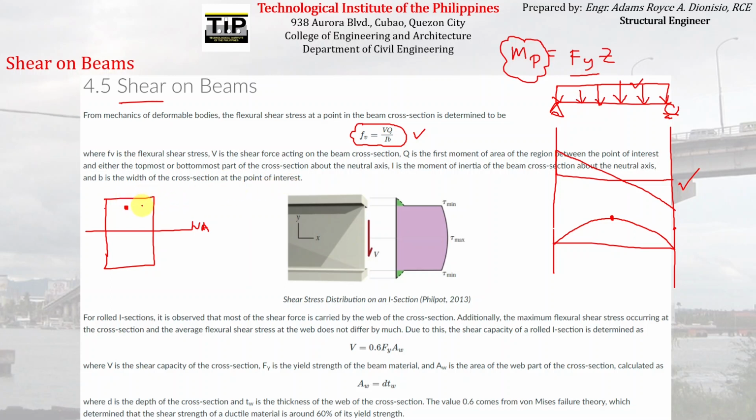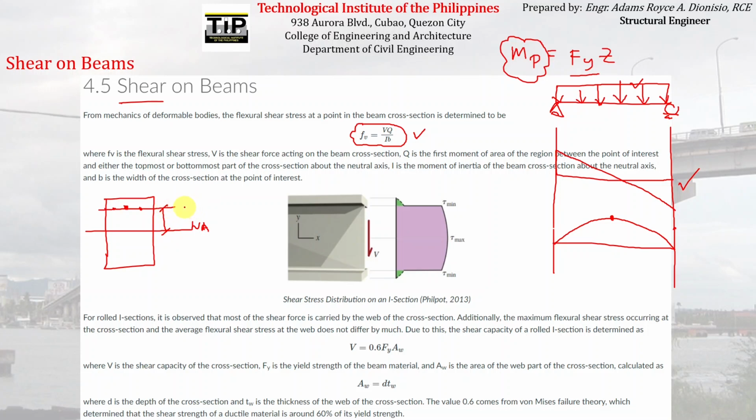So just to have a quick recap on how to use the formula for finding the flexural shear stress on a cross section of a beam. Say for example, we are considering a certain point here. We want to find the shear stress on this particular point. Reviewing mechanics of deformable bodies, we have found out that the shear stress on this particular point is just the same as the shear stress on this particular point, or any point with the same distance from the neutral axis.